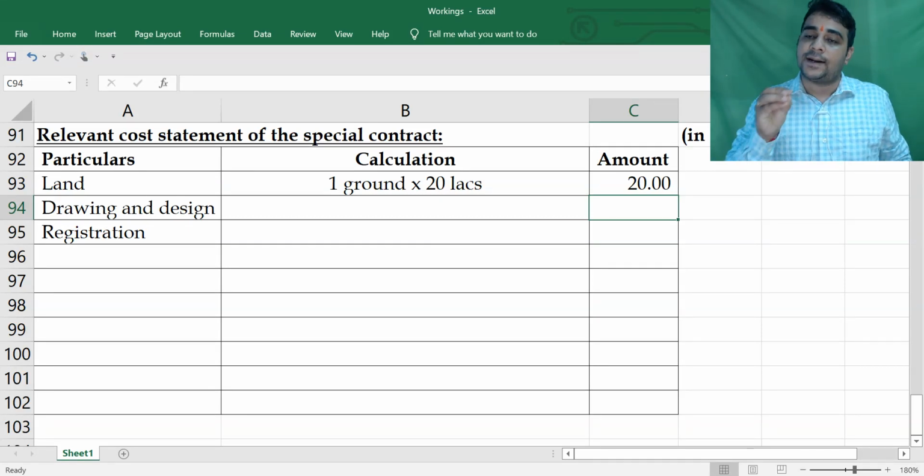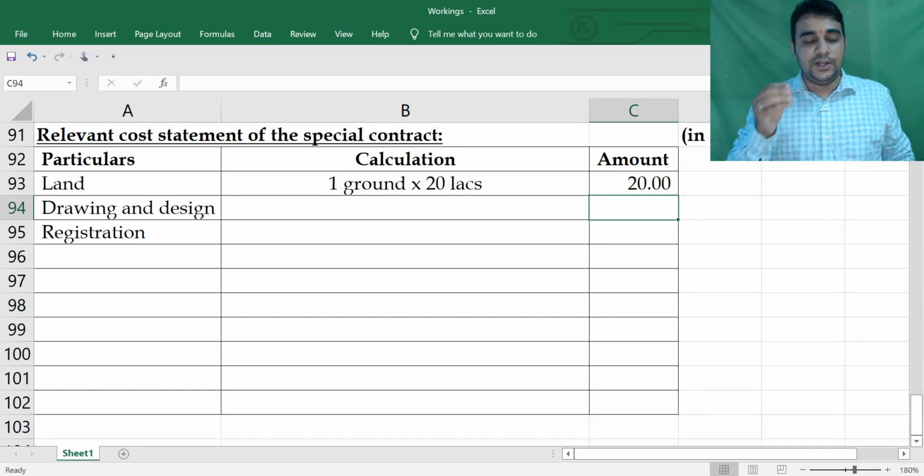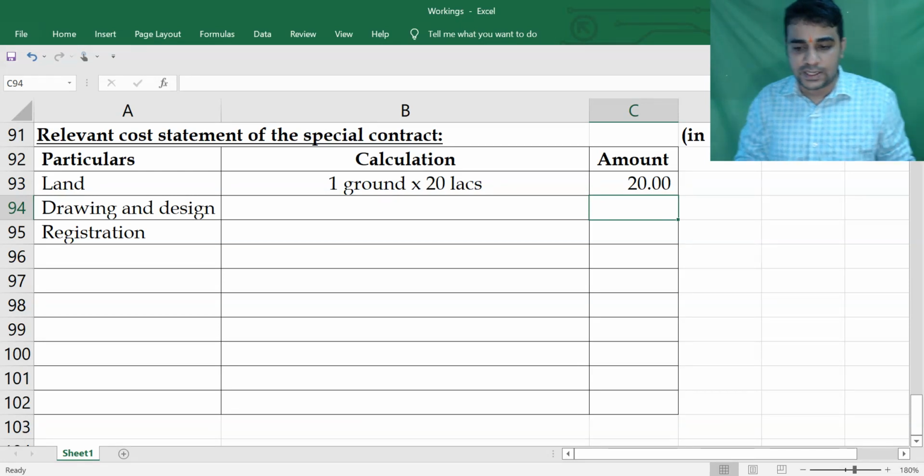Please do that practice in the class itself, because for case studies and all I cannot give you that time. So in areas where I can tell you to do it, please do that in the class. It's okay if you make a mistake. I want you to make mistakes in the class. Drawings and design, what's the relevant cost?